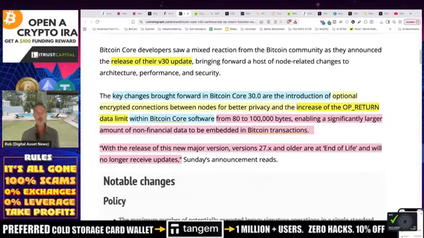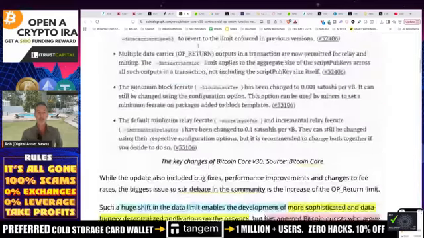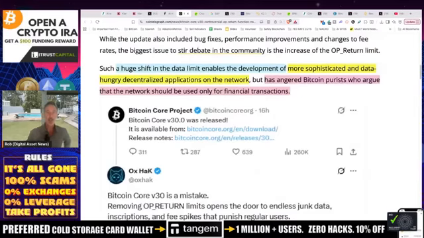But to release this new major version, V30 is the new standard. V27.x and older are at the end of life and will no longer receive any types of updates. This is a huge shift in the data limit, which enables the development of more sophisticated and data-hungry dApps on the network. Interesting. dApps on Bitcoin.